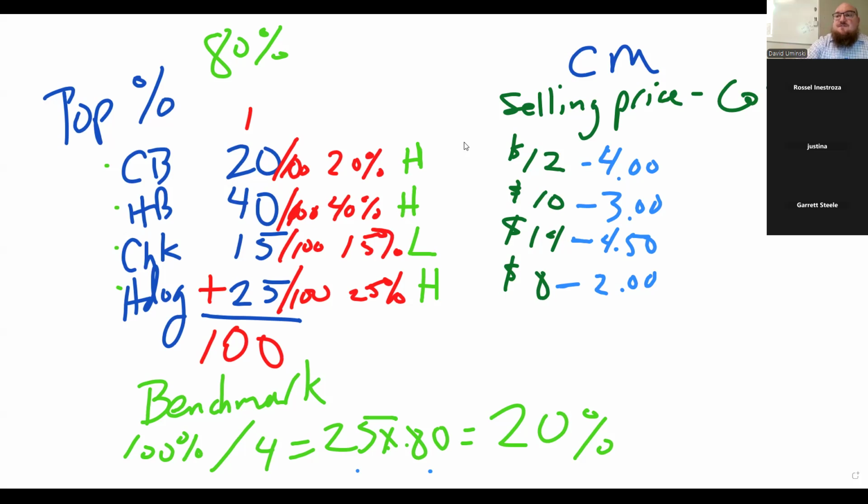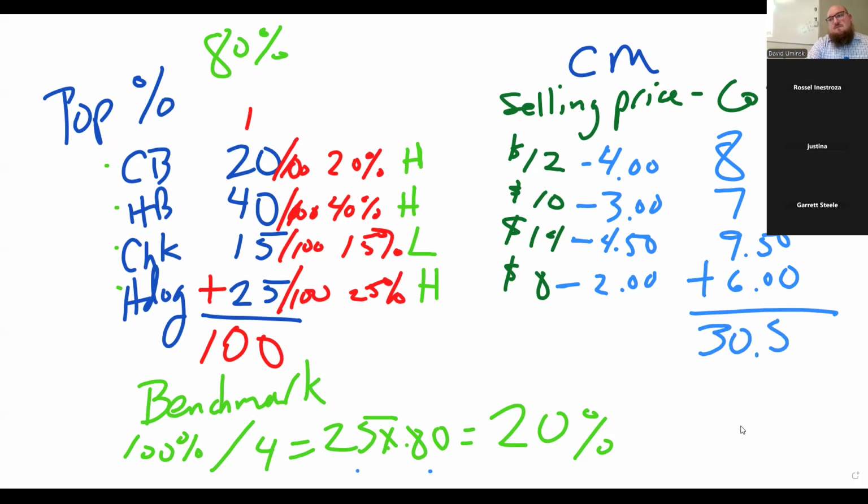So 12 minus 4 is 8, 7, 9.50, and 6. To find our average, we add them all up. 16, 24.50, 30.50. Can someone check my math for me, please?